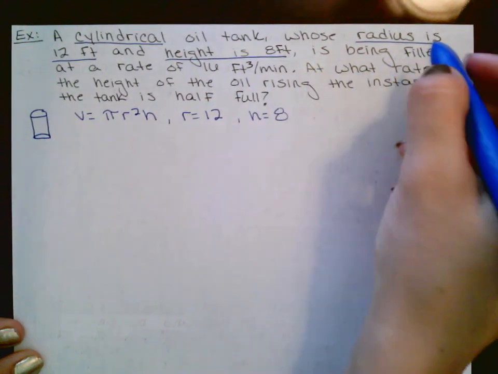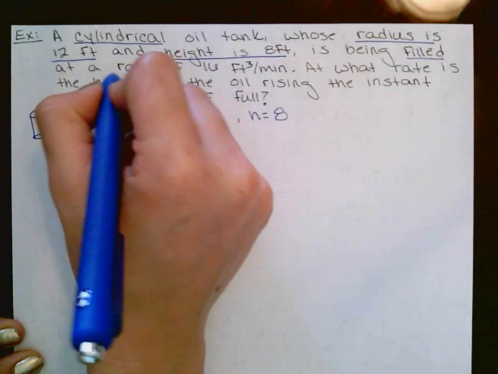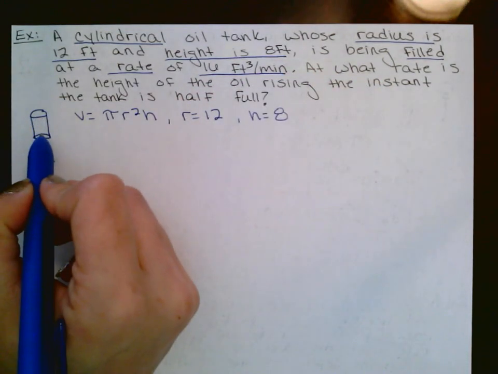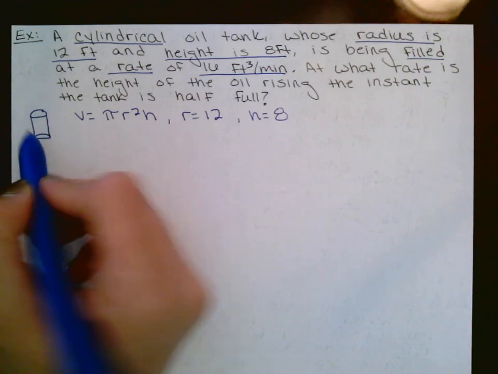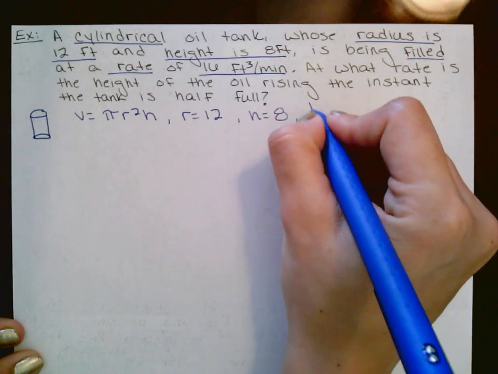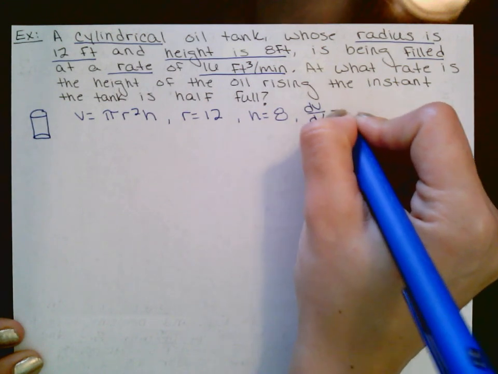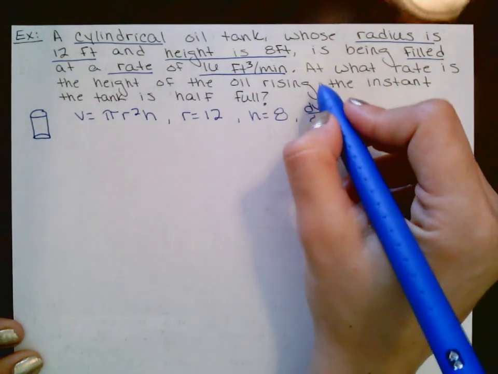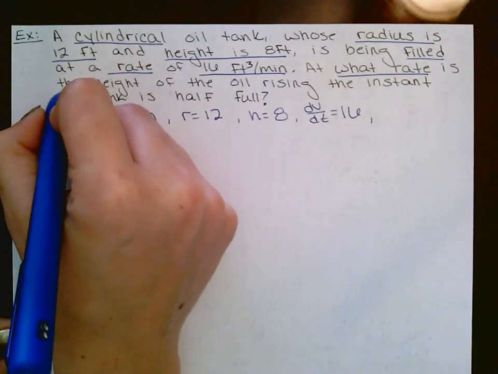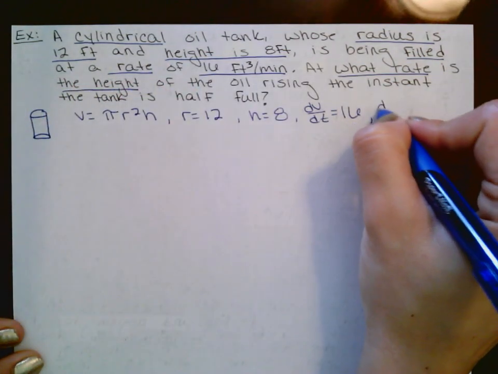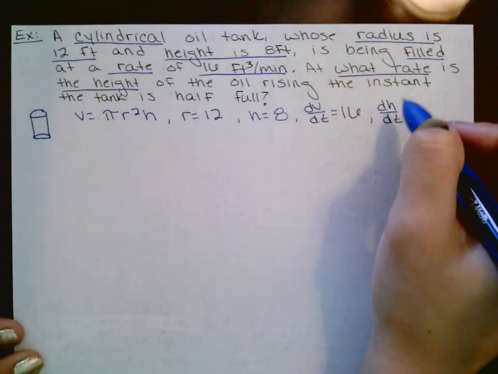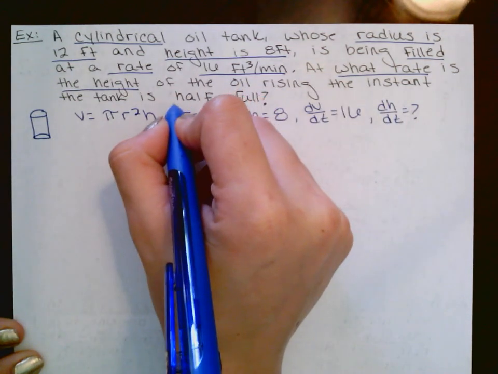Okay, and it is being filled at a rate, so filled at a rate of 16 feet cubed per minute. So if I fill this with something, it's going to take up the inside, which means it'll fill up the volume. But again, if you don't catch that wording, remember this cubed should let you know. So letting you know that dV/dt is going to be 16. At what rate, so here's the question, and it's going to be a derivative, is the height of the oil, so what is dH/dt, when, the instant that the tank is half full.